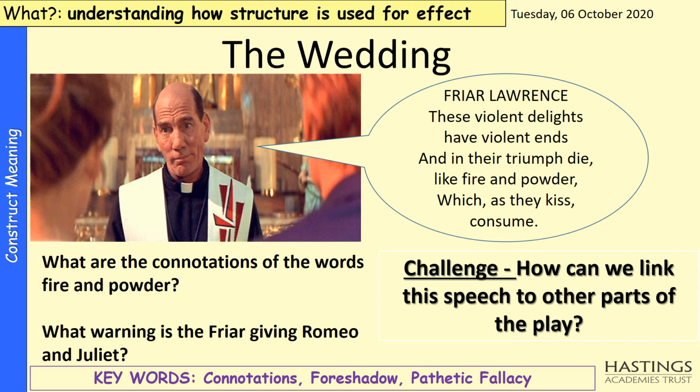So the first question, what are the connotations of the word fire and powder? So fire, obviously associate with danger, maybe some kind of explosion, and also something that's quite out of control and uncontrollable. Okay. Powder, so in this line, powder could be referring to gunpowder. Okay, in this time they would have had gunpowder, and what the friar is almost trying to say is that Romeo and Juliet's love, it's like a trail of gunpowder, it's destined to explode, it's destined to go up in flames.